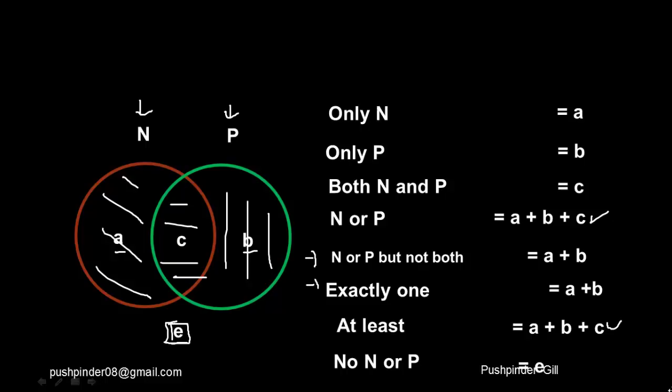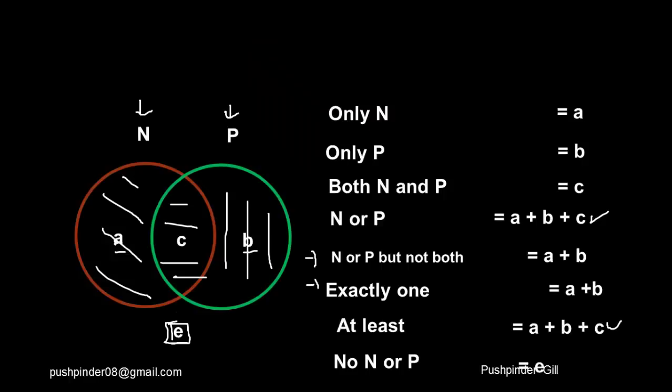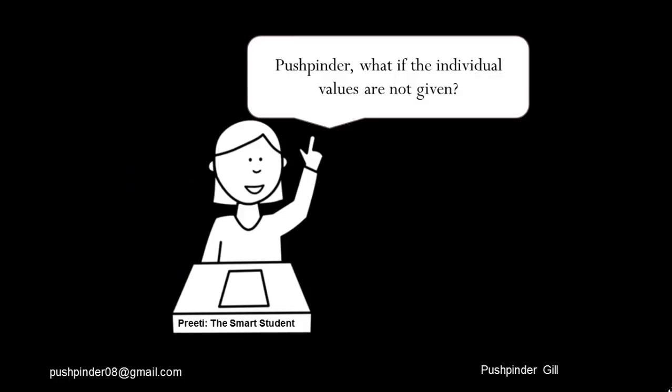Okay, so the smart student is asking me, what if individual values are not given? Yes, if you already have all these values, then he might ask you anything, and it's like an LKG question. But the question maker has to make the question a little bit tougher. So what is he going to give? He's not going to give you the individual values. Very good question asked, Preeti.